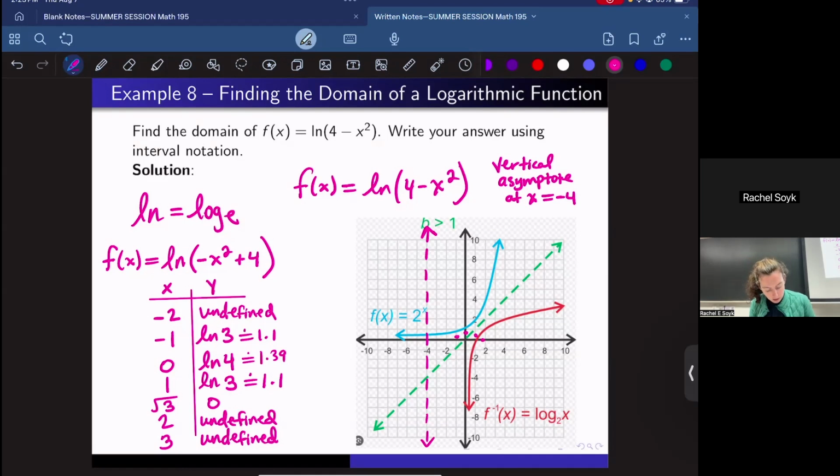And then we can, let's see. I feel like we have some more.